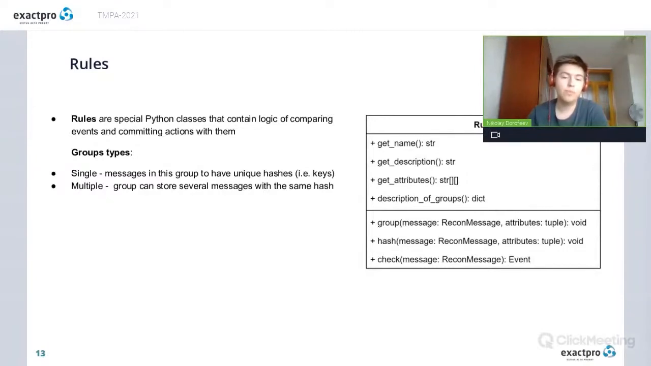Message groups to compare are described in corresponding special getters, allowing you to define a group name and its type. At the moment, there are two group types. The type single means that messages in the group are allowed to have unique hashes only. All messages with duplicated hashes will be deleted. The type multiple means that the group can store several messages with the same hash.